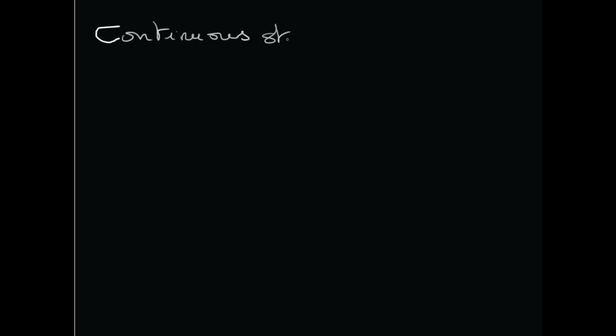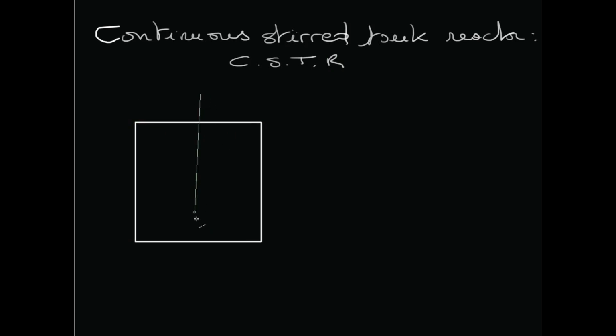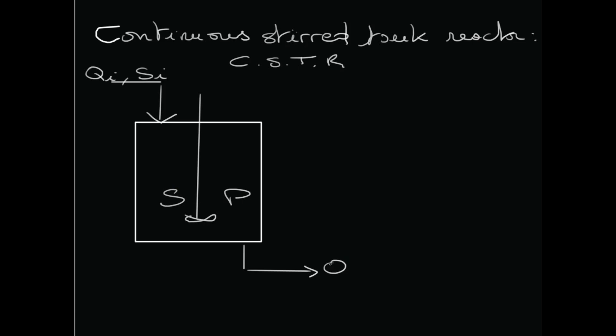Continuous stirred tank reactor. The abbreviation is CSTR. It's a perfectly mixed reactor. I represent here the input flow and the output flow. QI and SI are the parameters at the entrance. S and P are the concentrations inside of the reactor.